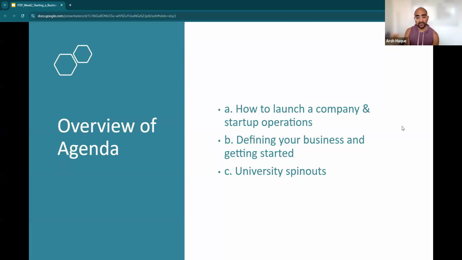And then for the second part, we'll be focusing on defining the business. So outside of the logistical, legal, operational components, how do you actually get the business up and running? And then finally, talking about University Spinouts as the third component there.